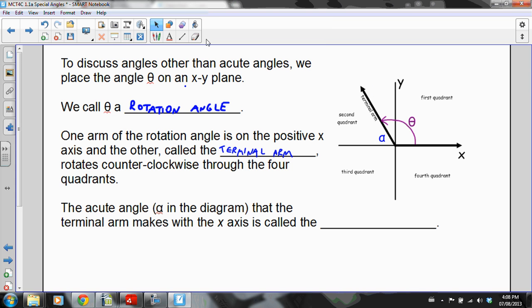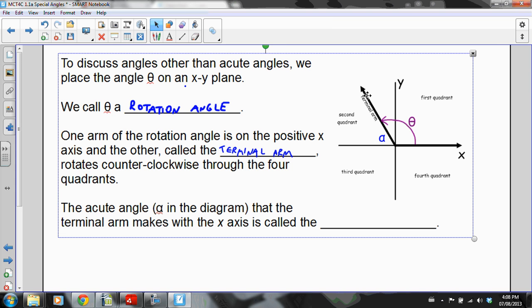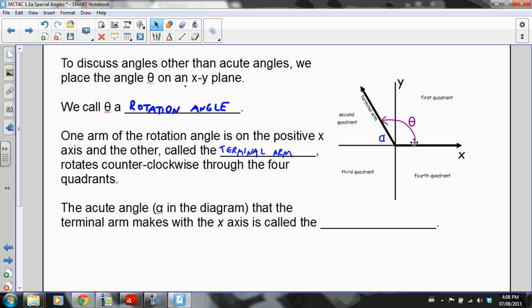Let me see if I can just do this. It'll mess up my diagram a little bit. No, maybe not. But it rotates this way from the first quadrant to the second quadrant to the third quadrant to all the way around. And then we can start talking about trig ratios of any angles.